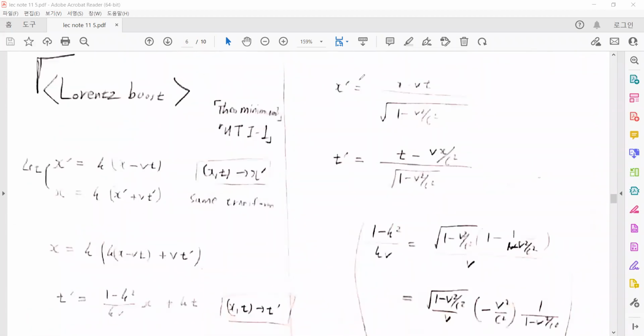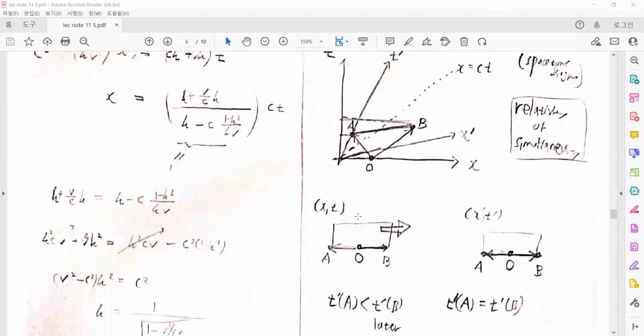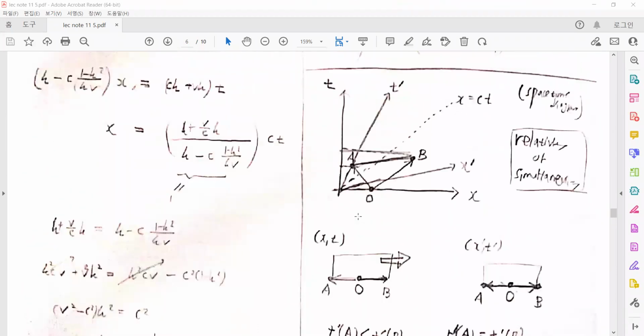There is a similar process for x prime with x and t prime, but with t and x, and the matrix of the Lorentz boost is given like that. Yes, there will be the c, the same dimension as space. And we know that various phenomena of special relativity come from the Lorentz boost.